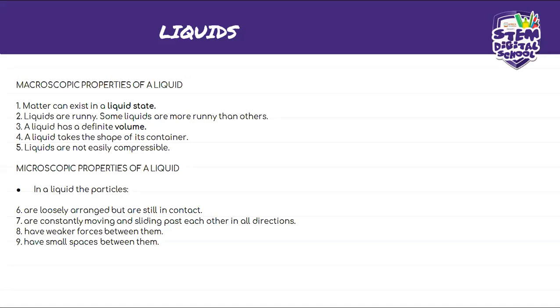If we compare that to solids, liquid particles are constantly moving, while solid particles don't move, they vibrate about their mean position. And now let's look at nine, they have small spaces between them. So if liquids have small spaces between them, then solids will have very small spaces.